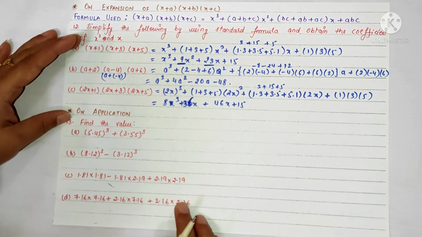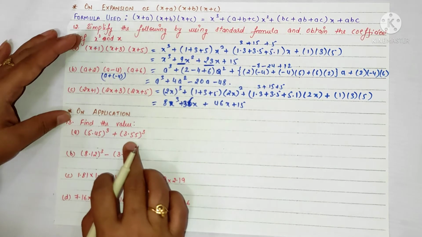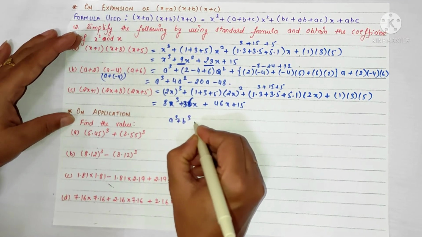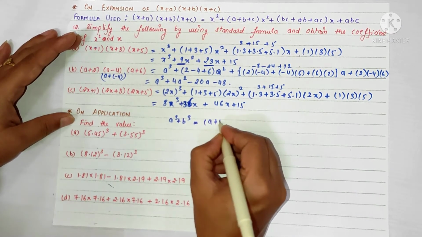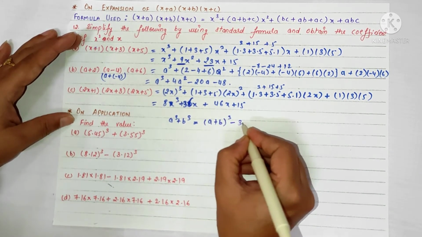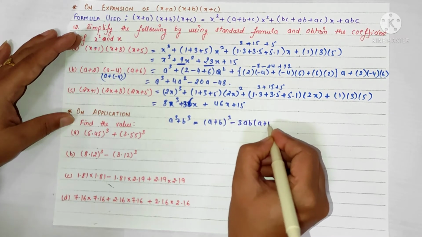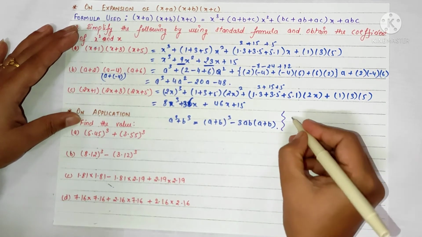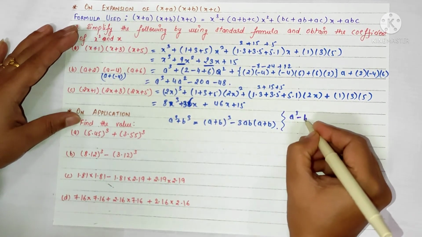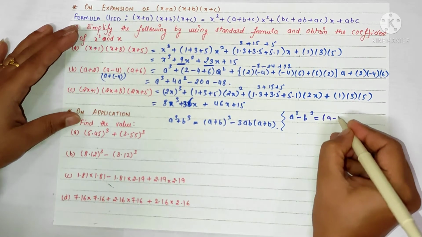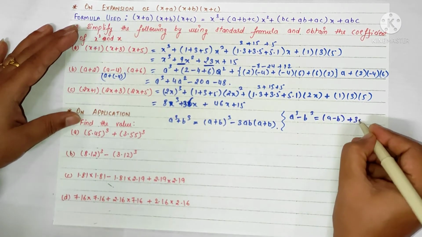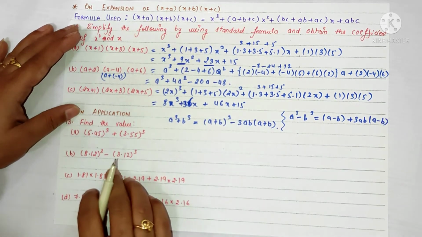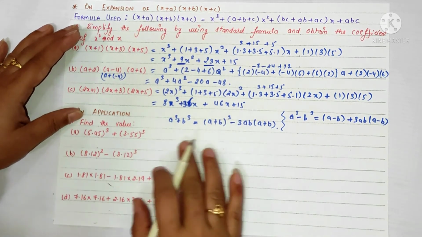As we have seen previously, a cube plus b cube is equal to a plus b whole cube minus 3 into ab into a plus b. So I'll be solving this question using these two formulas. One more formula is a cube minus b cube, that is a minus b whole cube plus 3ab into a minus b. So here I'll be substituting and splitting these into these formulas.